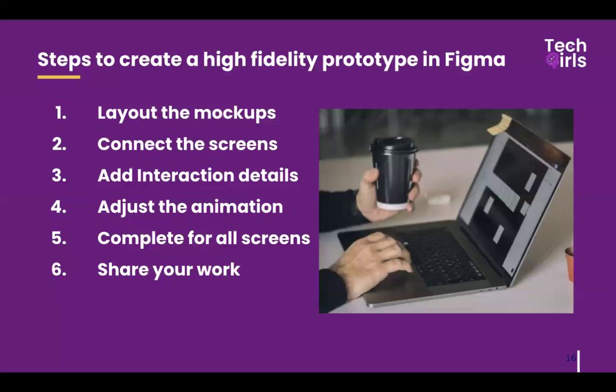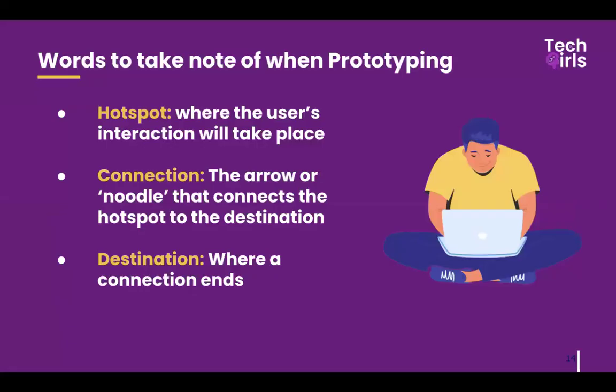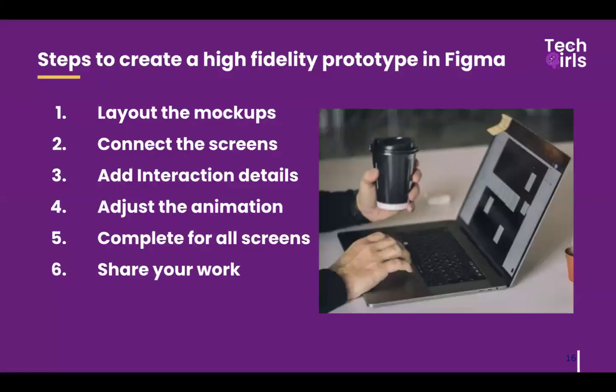So the steps to create a high fidelity prototype in Figma. The first step is to lay out the mock-up. Put all your mock-up together and arrange it well. Everything should be well laid out. Second is to connect the screens together. Start connecting the screens using your hotspot, taking note of your hotspots, your connection, and your destination. Then the third one, you add interaction details.